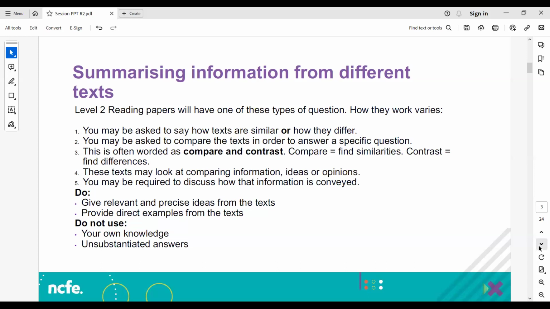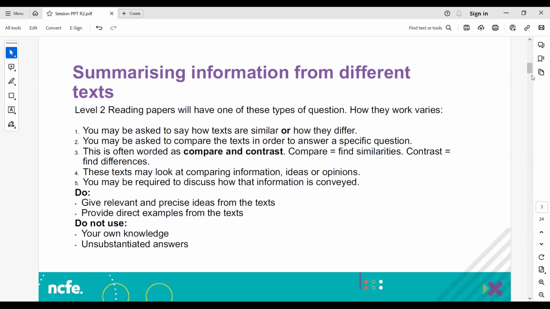And this type of question is often worded as compare and contrast. So you're comparing, finding similarities, and you're contrasting, finding the differences between the documents. So you might be comparing information, ideas, or opinions. And you might be required to discuss how that information is conveyed. So in your answer, you should give relevant and precise ideas from the text. And you should provide direct examples from the texts.